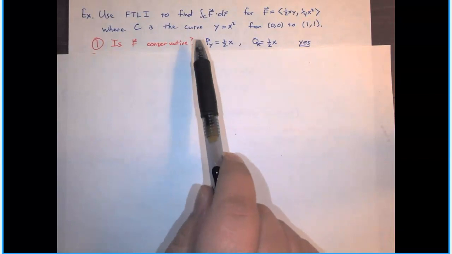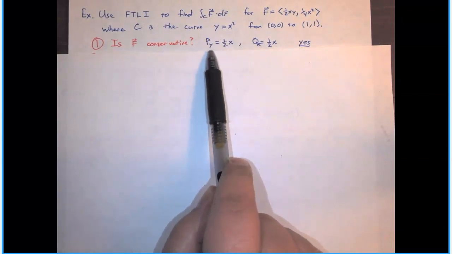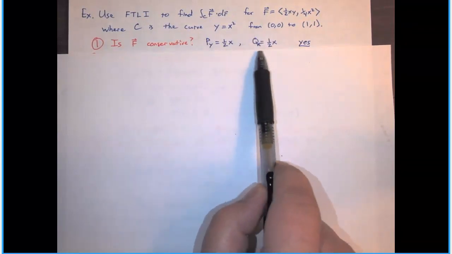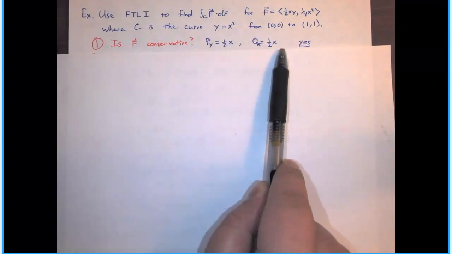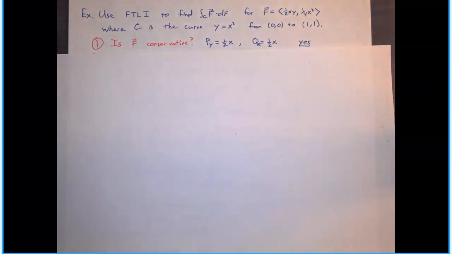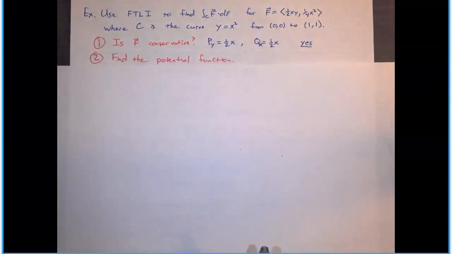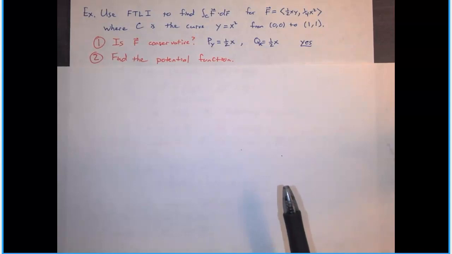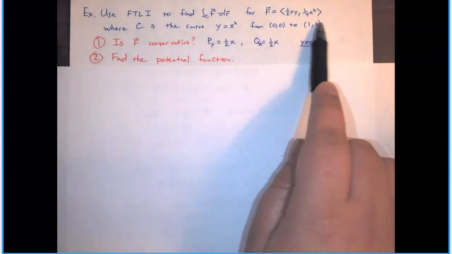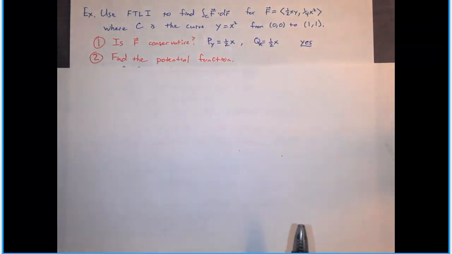Just to remind you, we took the partial derivative of the first component with respect to y and the partial derivative of the second component with respect to x. If those two are equal and all the assumptions are fulfilled, we have a conservative vector field. Our next step is to find the potential function, and this is where most of the work is going to be. I'm going to use method 2 that we discussed in the last video to find out what the potential function is, lowercase f, whose gradient is given by this vector field.